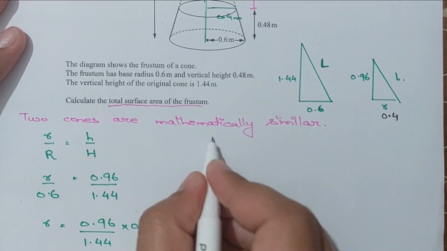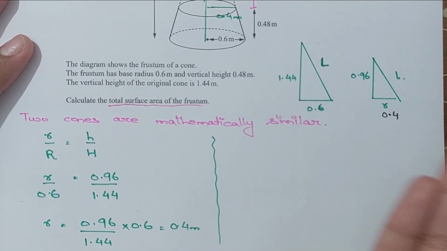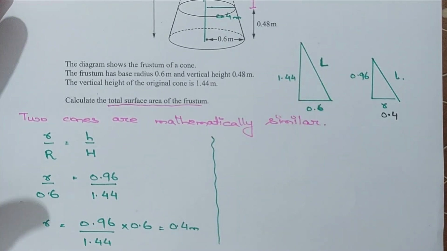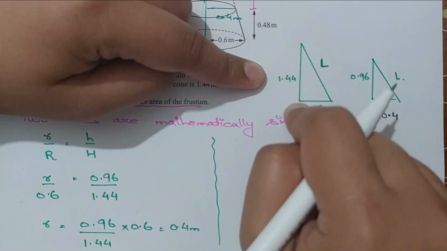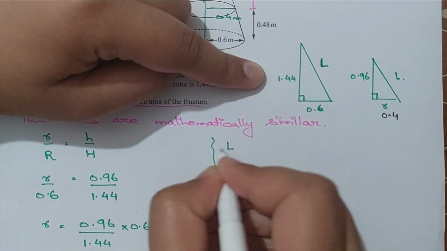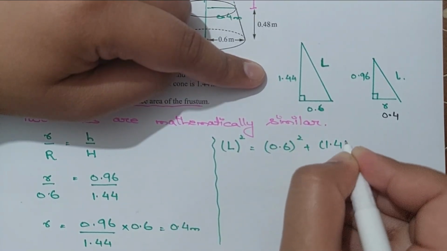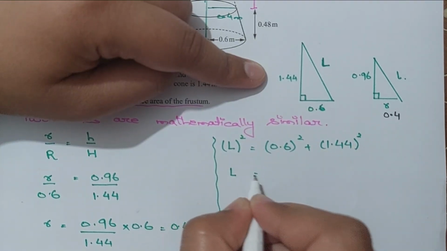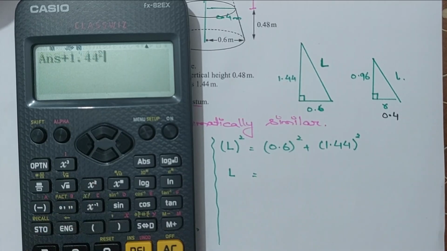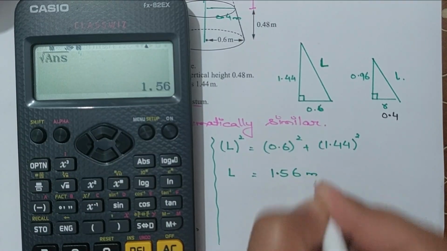Now to get the slant height, we cannot use the same concept that the ratios of the corresponding sides are equal, because we have two slant sides. So use the concept of the right angle triangle and solve for the hypotenuse for both. L squared equals 0.6 squared plus 1.44 squared. So L is the square root of 0.6 squared plus 1.44 squared. This would be 1.56 meters.